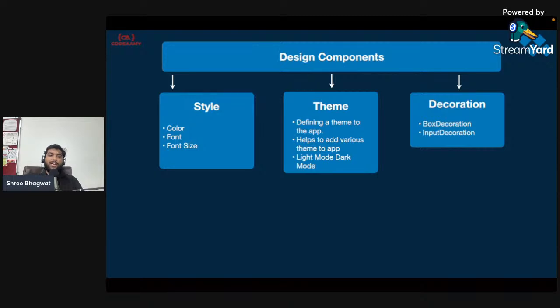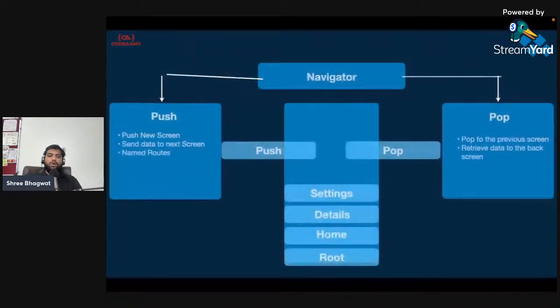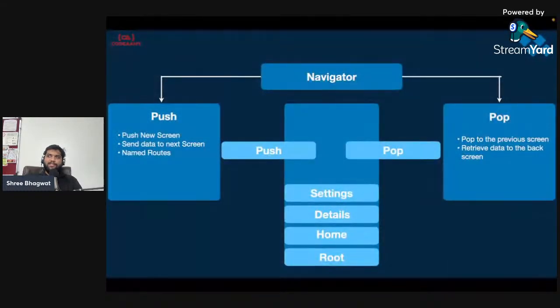Now, after learning the design components, you should get started with the navigator. For example, there is not an application which will just have a single screen, right? You will be having multiple screens in the application. And for that, you should be able to go from screen 1 to screen 2 in the application, right? And for that, you will need a navigator. Now, what is a navigator? A navigator is a function in Flutter that will take you from screen 1 to other screens.